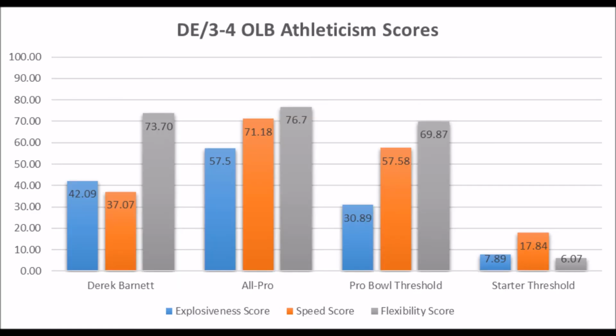His explosive lower body strength score was a 42.09 out of 100. His speed score was a 37.07 out of 100. And his flexibility score was a 73.70 out of 100. Based on my data, when it comes to his athleticism, his explosiveness only hits the Pro Bowl threshold in terms of the bottom end threshold in terms of athleticism. And his flexibility does hit the Pro Bowl threshold.